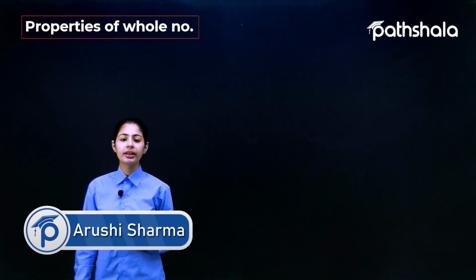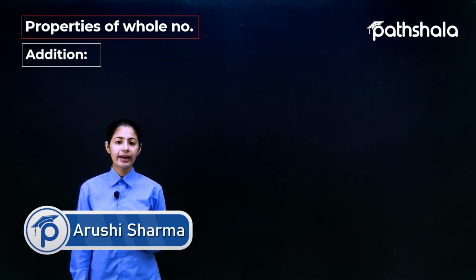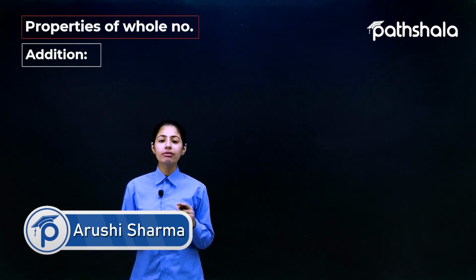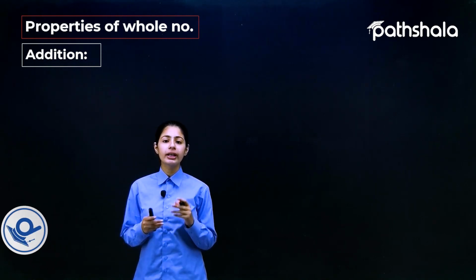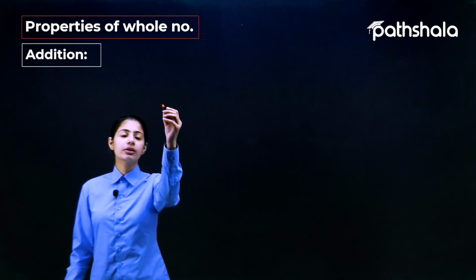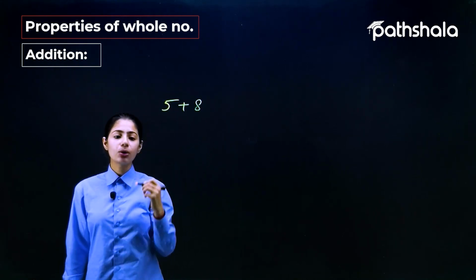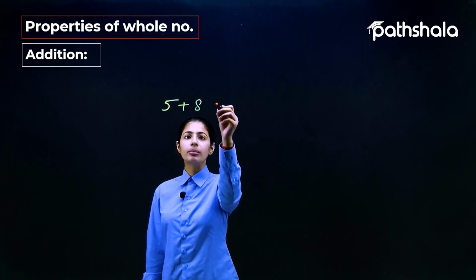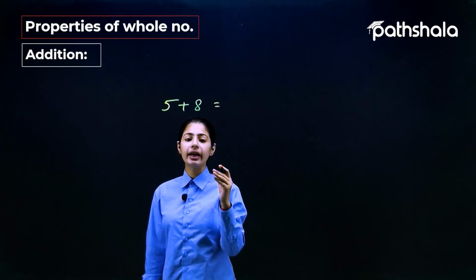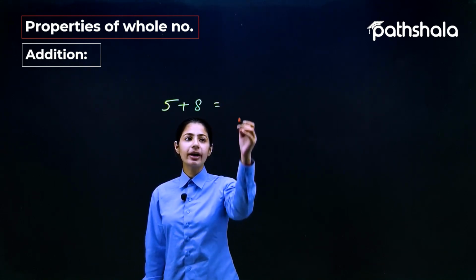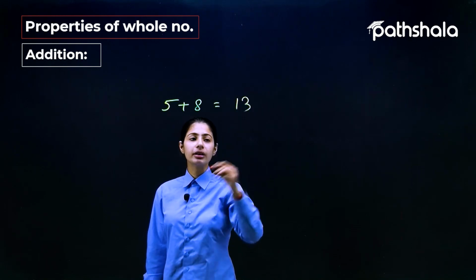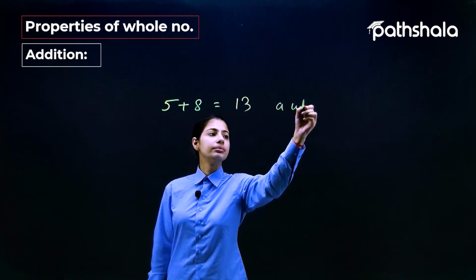Properties of whole numbers. First is addition. Now let's try and find out what we get on adding two whole numbers. First is 5 plus 8. 5 is a whole number, 8 is also a whole number. So what do we get on adding 8 and 5? 8 plus 5 is 13, which is a whole number.